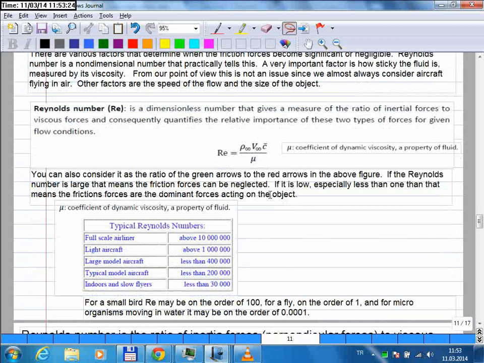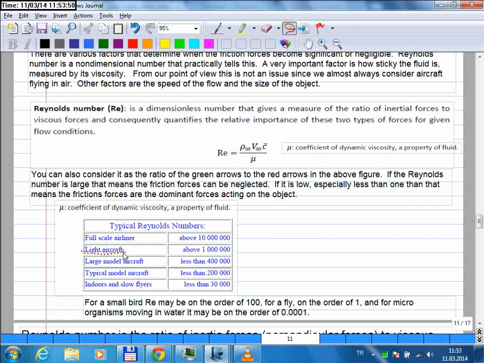So let's take a look at these sample Reynolds numbers. For full-scale airliners, the Reynolds number is really large. It's on the order of 10 million. So that means the viscosity of the flow is completely negligible, right? That means the pressure forces are 10 million times larger than the tangential friction forces.